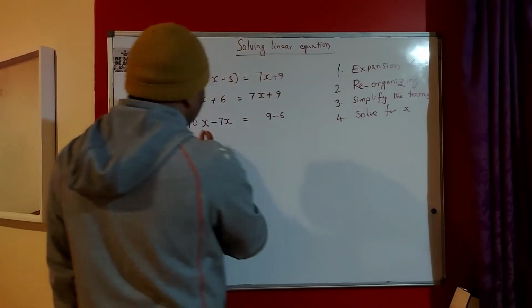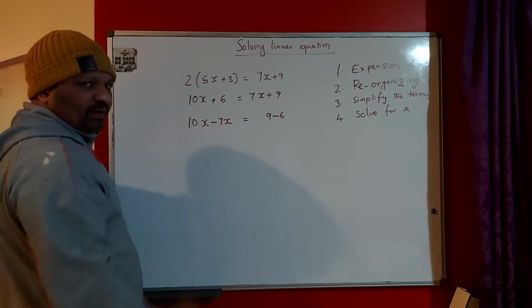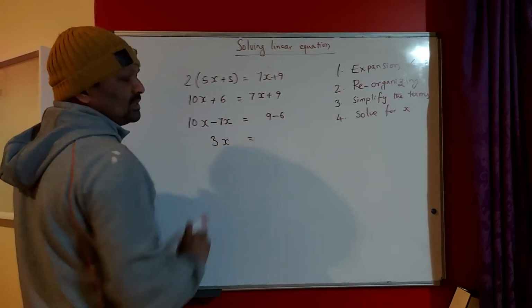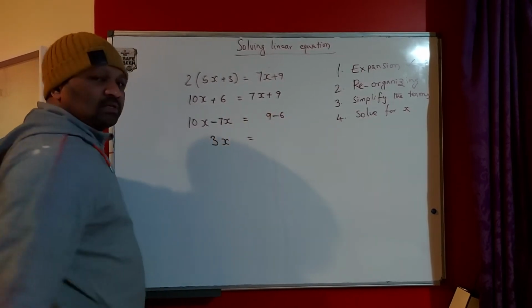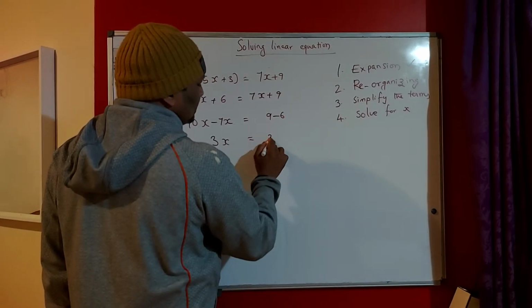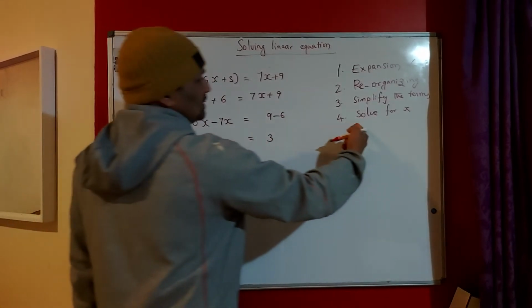Simplify the terms. These are two terms here and you can simplify it. 10x minus 7x is 3x. On the right side, 9 minus 6, again these two are constants. You can simplify it, isn't it? Yeah, 9 minus 6 is 3. Now you solve for x.